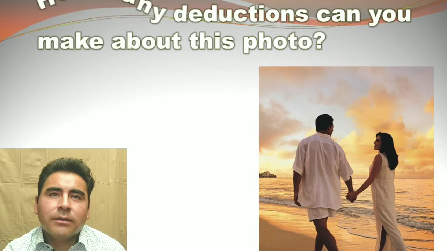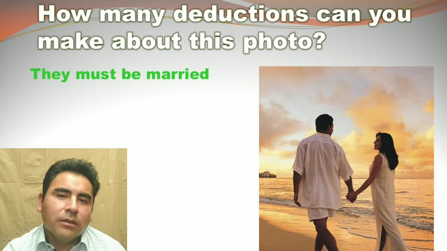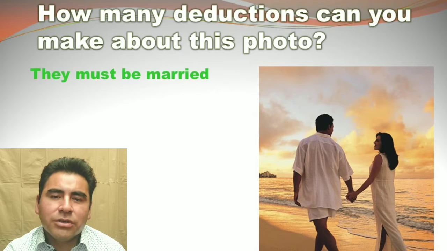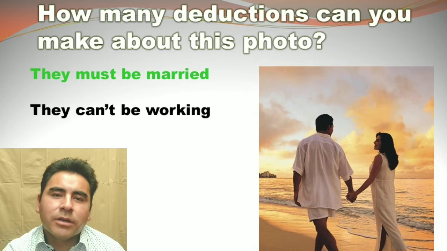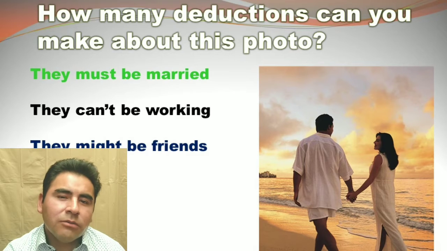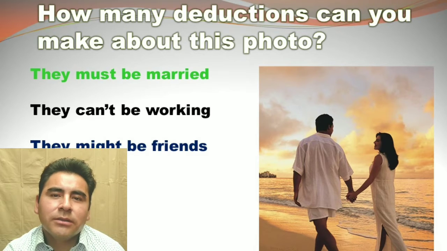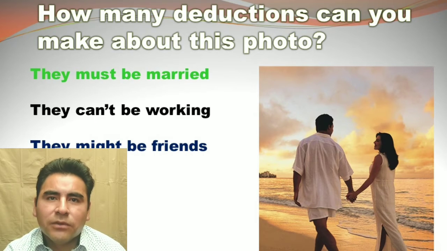And look at another example. They must be married. Look at this picture. We have a picture of a couple. So probably they are on a honeymoon, on vacation, who knows. But according to the picture, we can say they must be married. They can't be working because, of course, they are not working. They might be friends, 50%. Don't forget about that. The first one in green, we have 99%, we are sure. It's a deduction based on the facts, okay? Or at least we think it's possible. Another one that we have is they can't be working, okay?